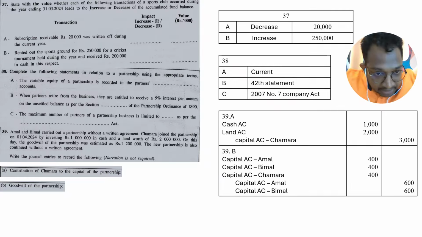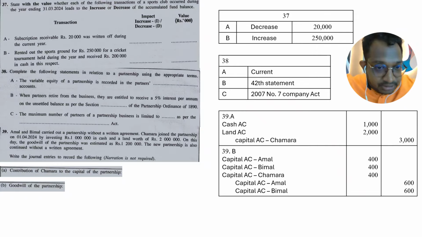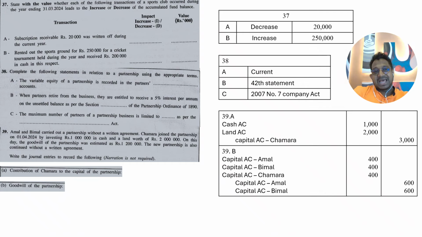And 39, Amal and Bimal carried out a partnership without a written agreement. Chamara joined the partnership, investing 1 million in cash and land worth 2 million. So investing assets, the double entry should be cash account debit, land account debit, and Chamara's capital account should credit. And the goodwill on that date is 1,200,000. So they are not following an agreement, which means you have to distribute profit equally. So simply your profit sharing ratio is 1 to 1, and then 1 to 1 to 1.